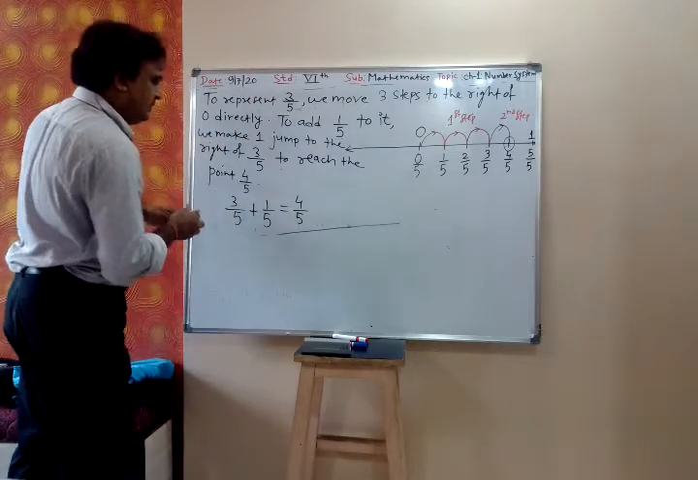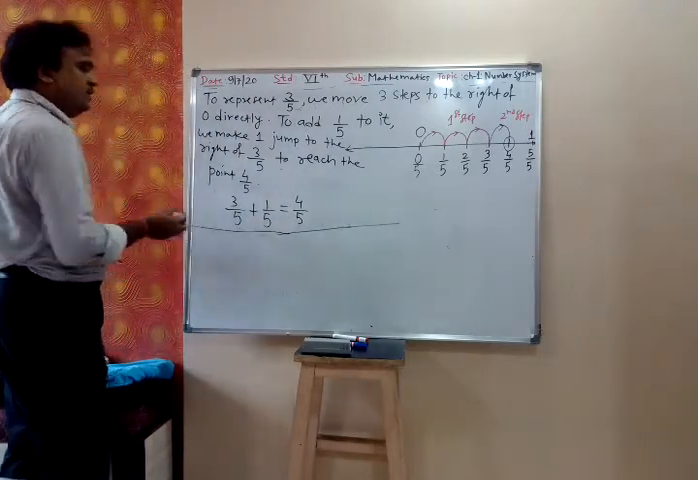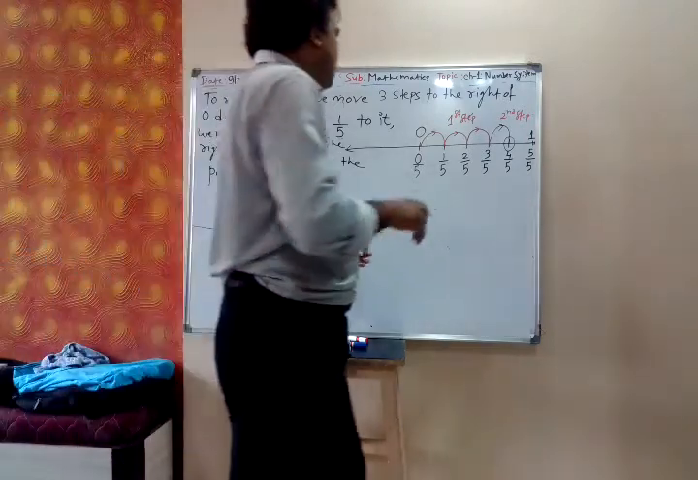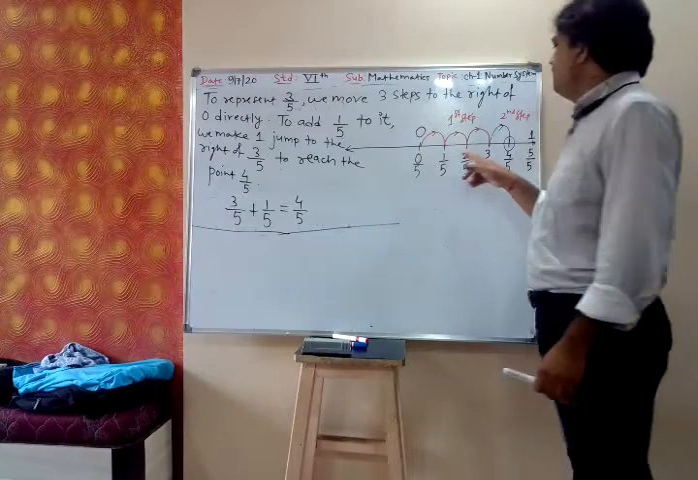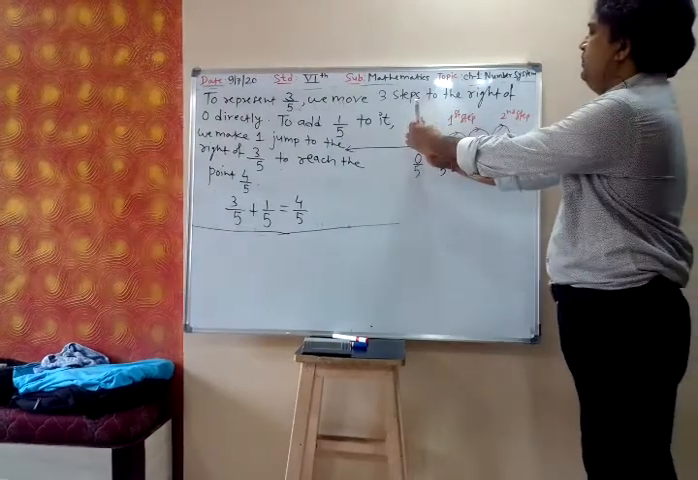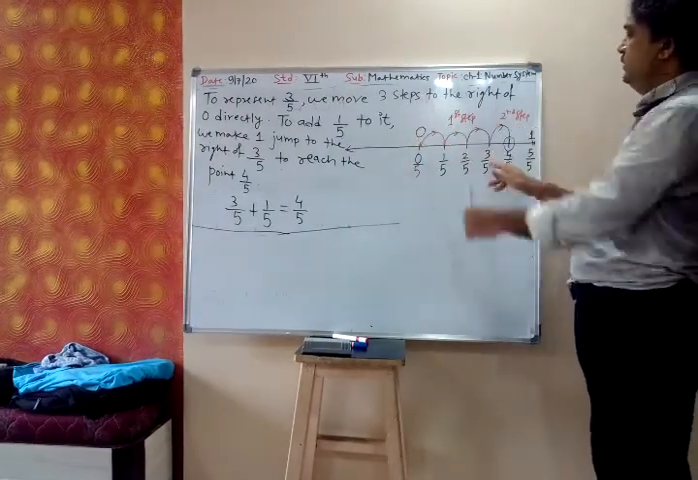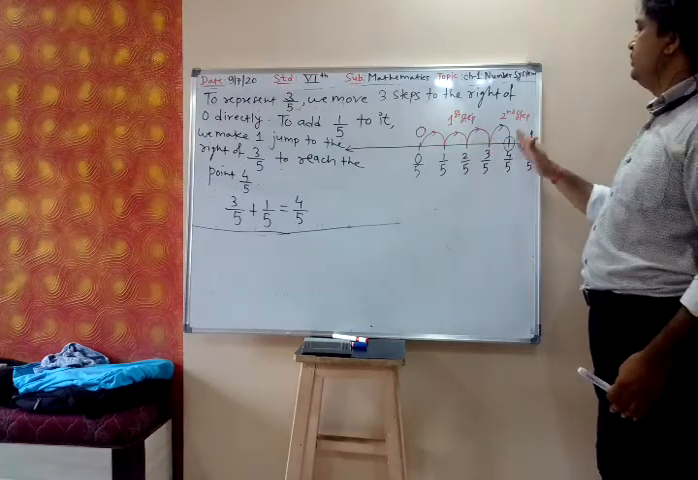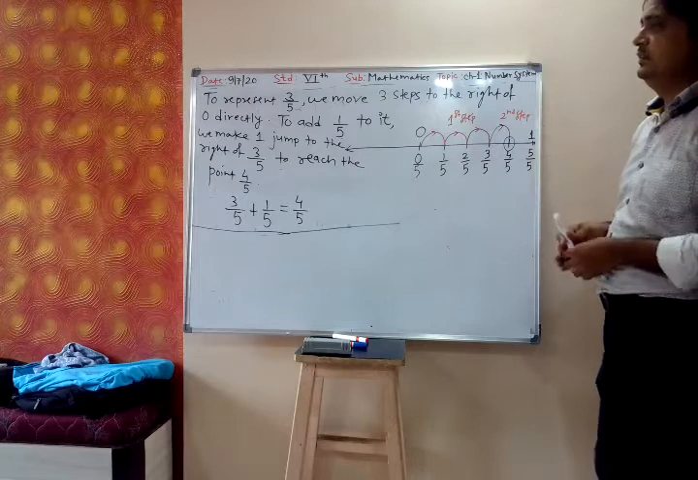So this is the answer. 3 upon 5 plus 1 upon 5 is 4 upon 5. First, to represent 3 upon 5, I will move 3 steps to the right of 0. Then to add 1 upon 5, I will make one jump to the right of 3 upon 5.